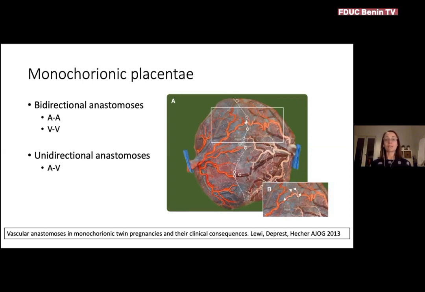And over the next couple of slides, when I'm looking at the placental pathology, I'm going to be using quite a few examples from this paper. And if you're interested in knowing more about the pathology of monochorionic complications, I can highly recommend looking at this paper in more detail from this group in Belgium.